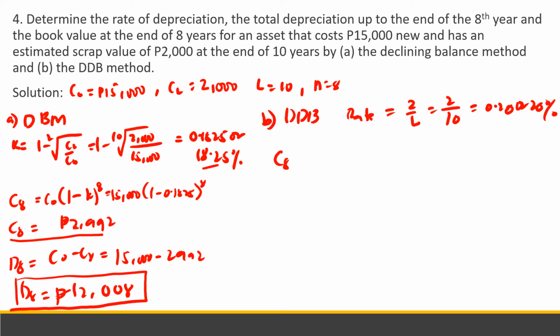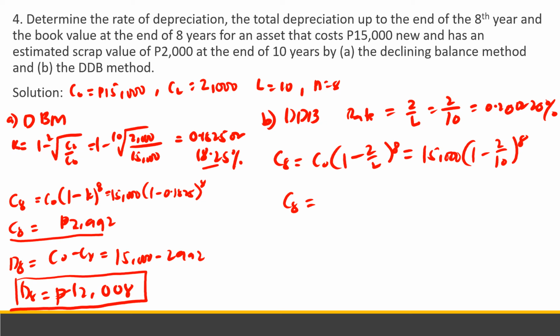So C8 or the book value at the end of 8th year is 1 minus 2 over L to the power of 8. So this is 15,000 times 1 minus 2 over 10 power of 8. So the book value at the end of 8th year is 2,517. So compared to the double declining balance, medyo maliit na siya.